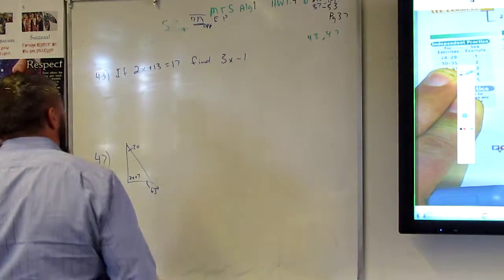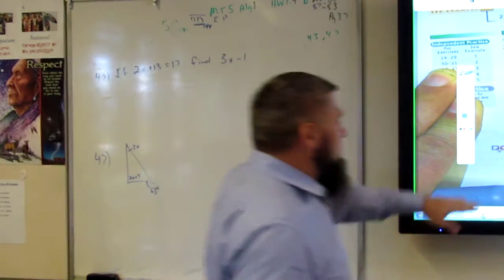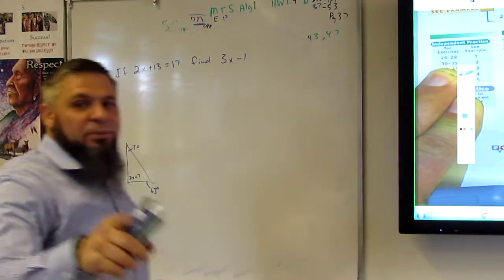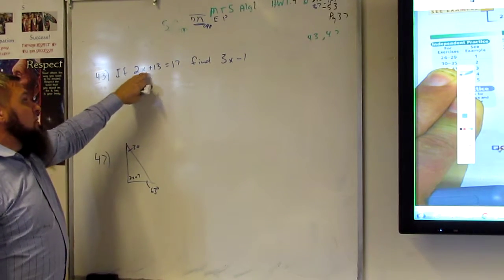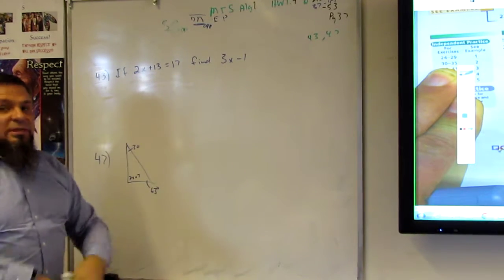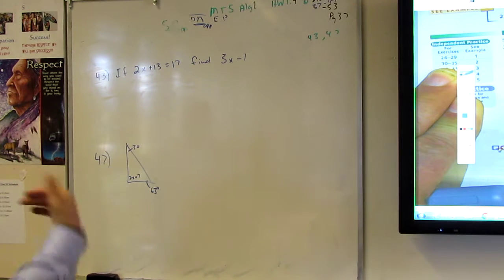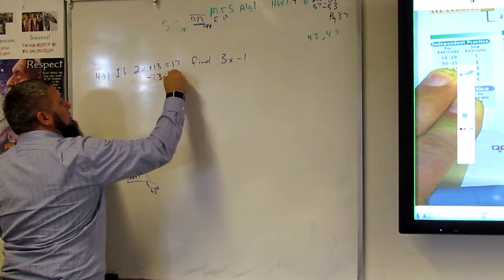All right, so what we're going to do is pretty simple. By the way, the problem's up here if you can't see it on the board. If you can't see it there, it's in your book in front of your face. Okay, 43, 2x plus 13 equals 17. I just need to solve. So what's the opposite of adding 13? Subtracting 13.